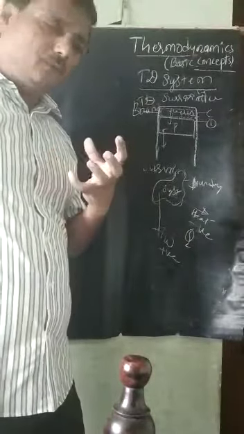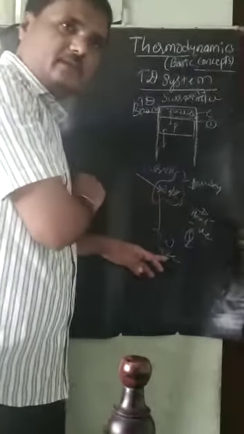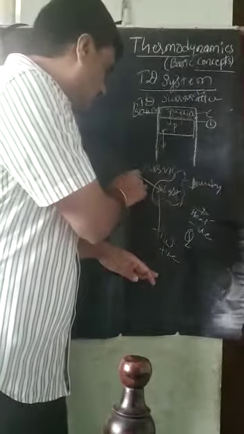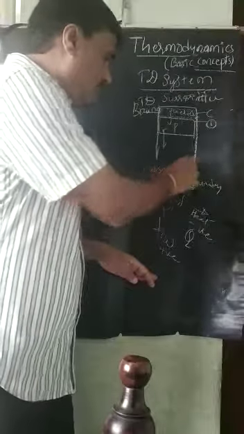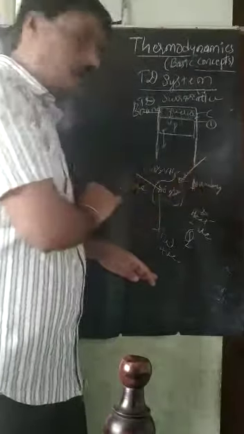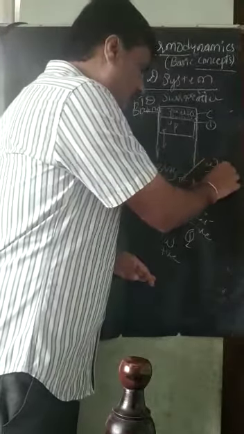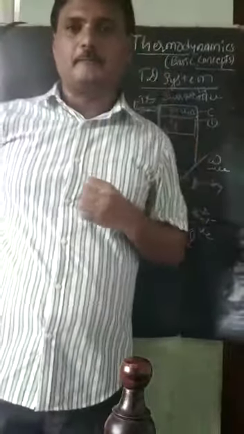In a similar way, if heat is added to the system, or heat is generated in the system, then that Q is taken as positive. Next, work done on the system, W, is taken as negative. These are the sign conventions in the case of the system.